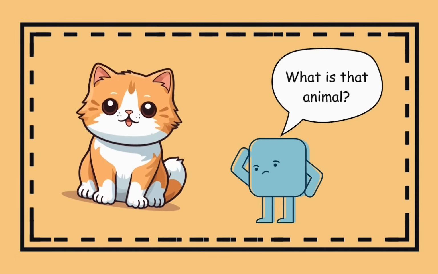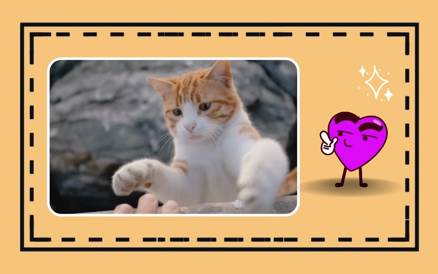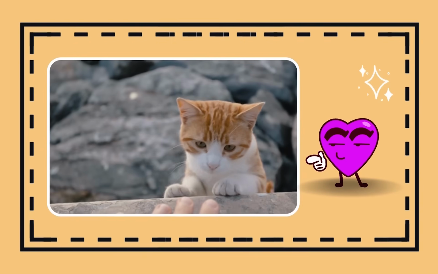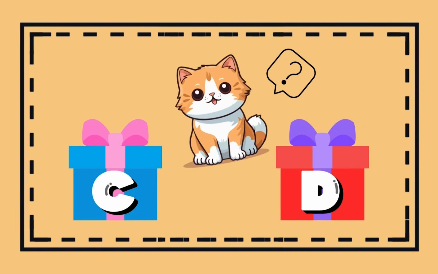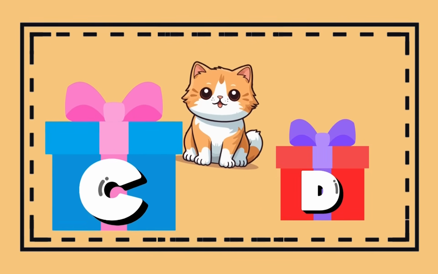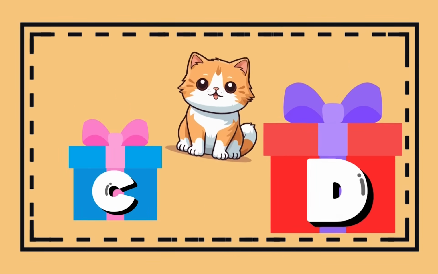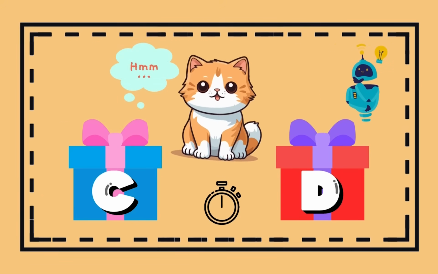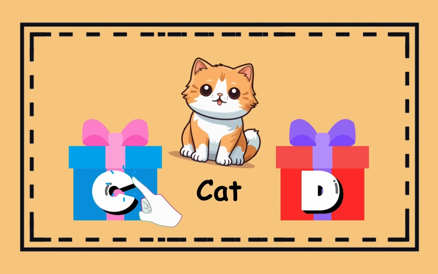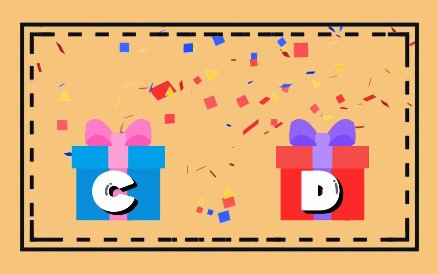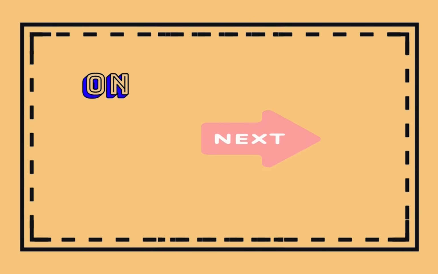What is that animal? That is a cat. A cat starts with letter C or letter D. What do you think? Cat starts with letter C. That's right. On to the next one.